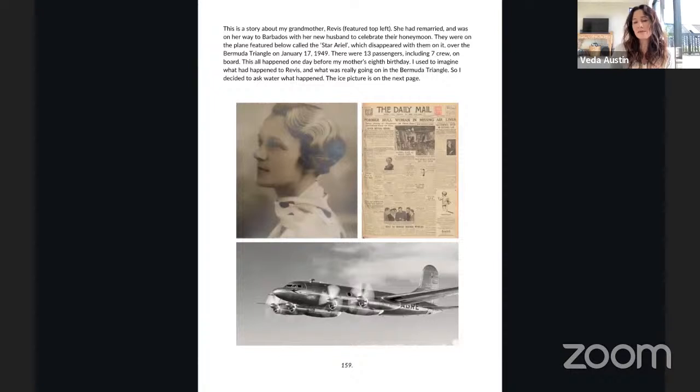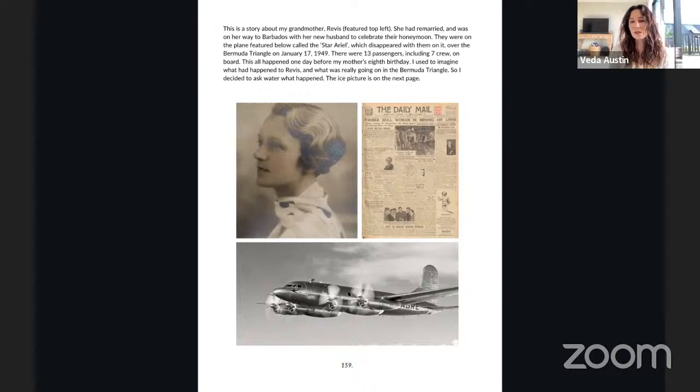This was my great-grandmother, my direct grandmother. Her name was Revis Bentham Green. She was quite radical for her time. I never met her, sadly. She divorced my grandfather and remarried, and she was going to go to Barbados for their honeymoon, which was quite a big deal back then. It was very expensive to fly. She flew from England, where she was born, and they flew to Miami, and they were on this plane down below called the Star Ariel. The Star Ariel went down over the Bermuda Triangle, the day before my mother's 8th birthday.